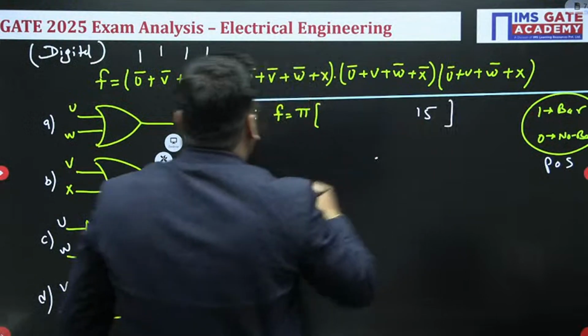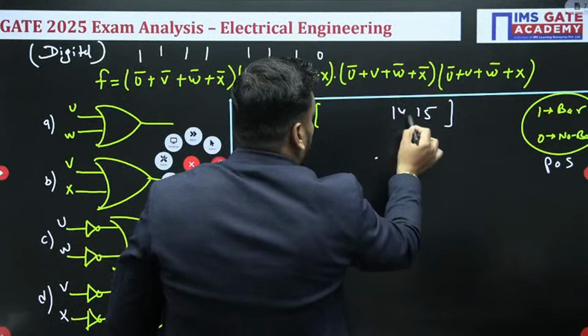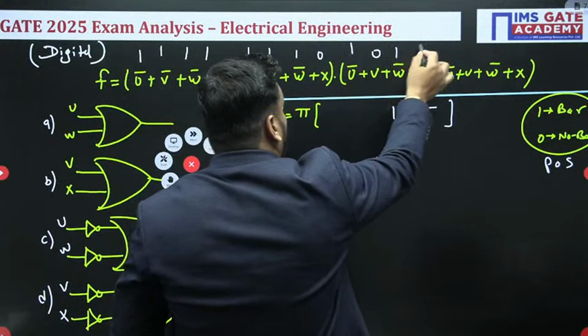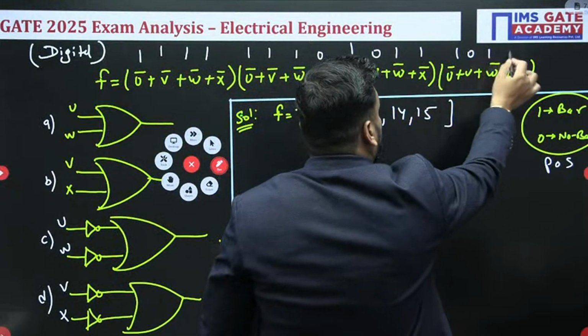Yes sir. Now next, guys: 1, 1, 1, 0. Is it nothing but 14? Yes sir, 14. Now here 1, 0, 1, 1 is nothing but 11. Yes sir, 11. And 1, 0, 1, 0 that is nothing but 10. So 10.